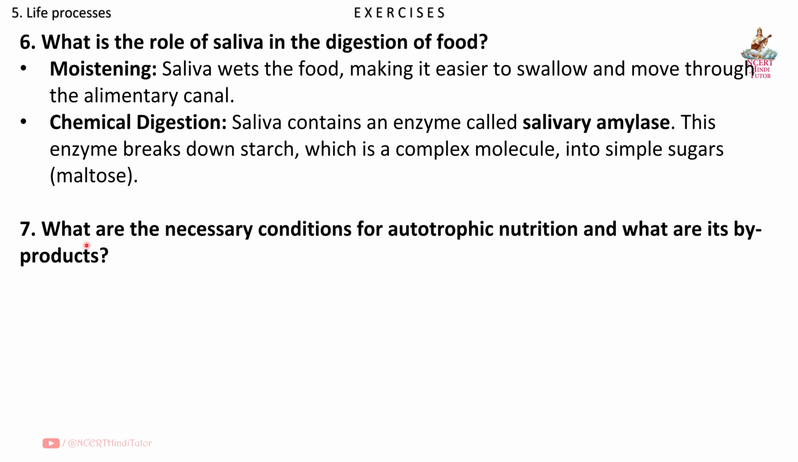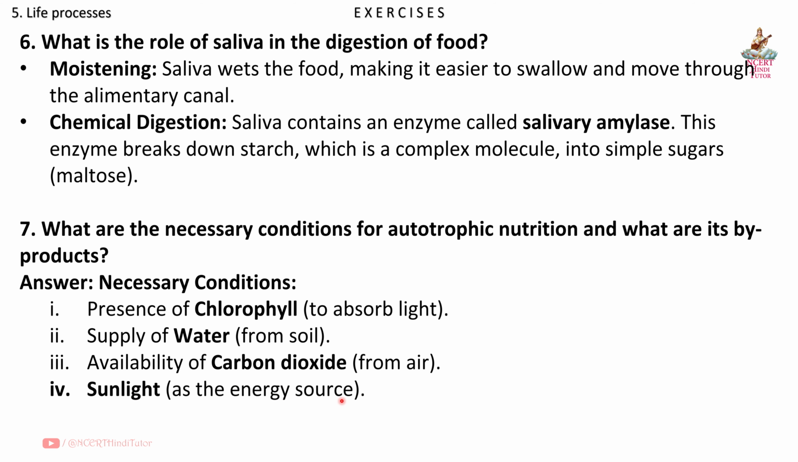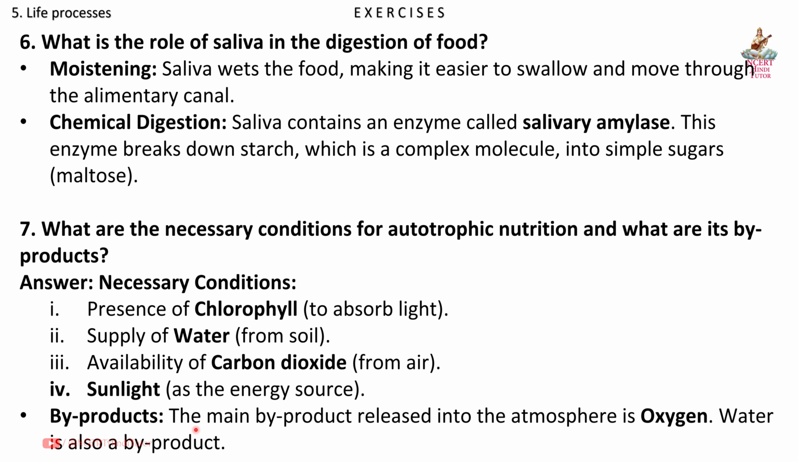Question 7. What are the necessary conditions for autotrophic nutrition and what are its byproducts? Answer. Necessary conditions: presence of chlorophyll to absorb light, supply of water from soil, availability of carbon dioxide from air, sunlight as the energy source. Byproducts: the main byproduct released into the atmosphere is oxygen. Water is also a byproduct.